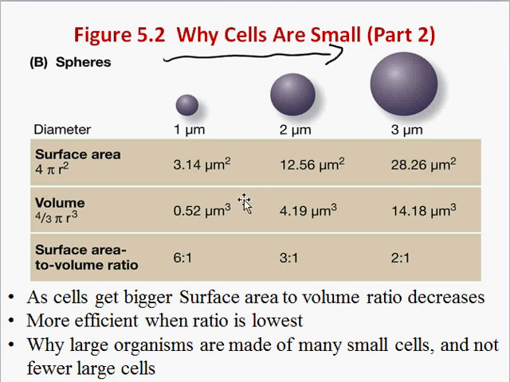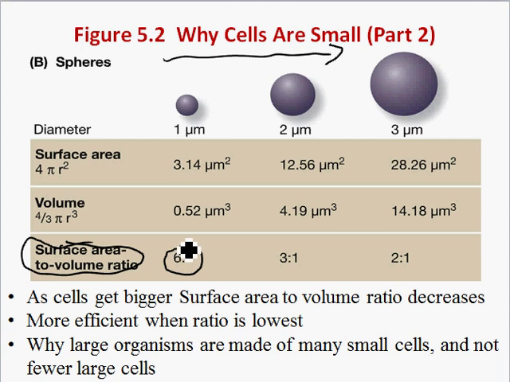That makes sense. The volume also gets bigger, but what we're concerned about is the ratio. The surface area to volume ratio is what we're really concerned about right here. So for the small cells, this ratio is 6:1. So it has a high surface area compared to its volume.